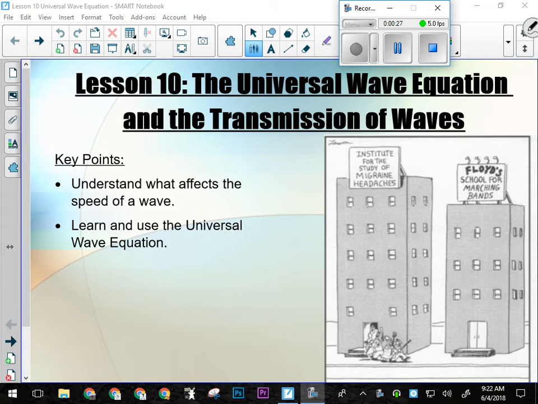So we need to look at what affects the speed of a wave, and what happens essentially when a wave changes speed, what can happen to it. And learn to use the universal wave equation, which, like I said, is a super easy formula to use. All right.